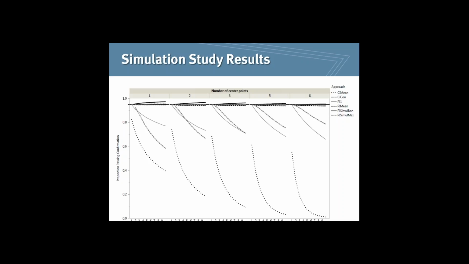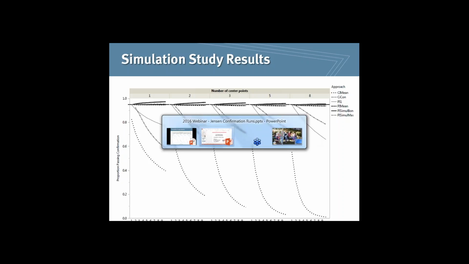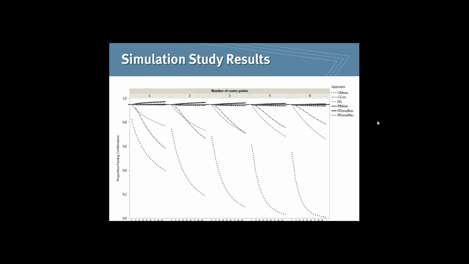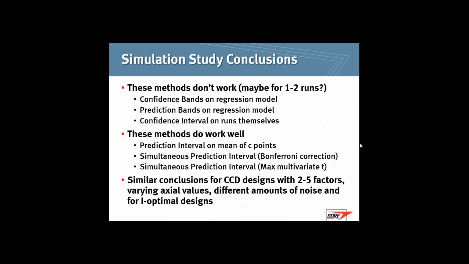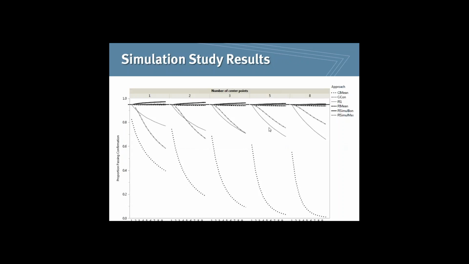There's a thin solid line in the middle that corresponds to a prediction interval for 1 point. I was trying to draw that or show that, but that's a prediction interval for an n of 1. This solid line that drops down starts off okay, around 95% if you have one run, but as you increase the number of confirmation runs, that prediction interval for n of 1 doesn't work.